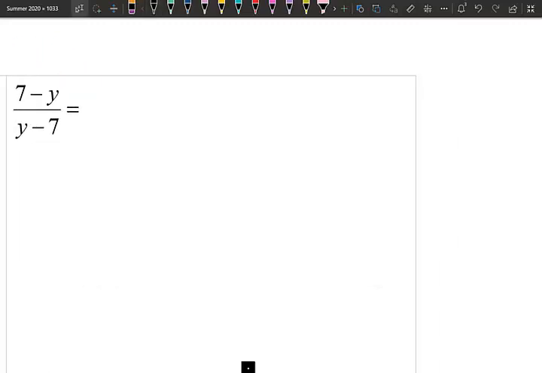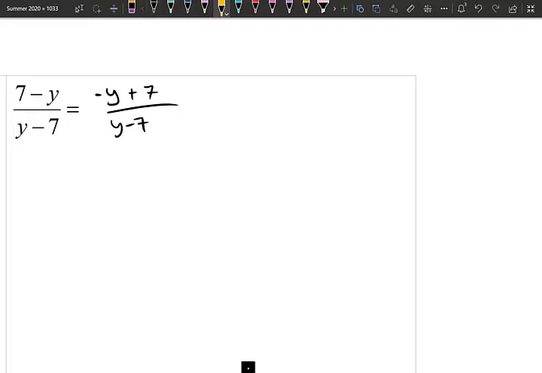Alright, moving on. We have 7 minus y over y minus 7. That's the same, but different, right? You're like, that's the same thing, but they're just switched. That always equals negative 1. But let me show you why it equals negative 1. So we like to see the variable first. So negative y plus 7 over y minus 7.